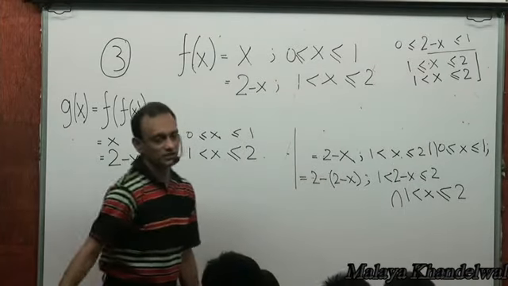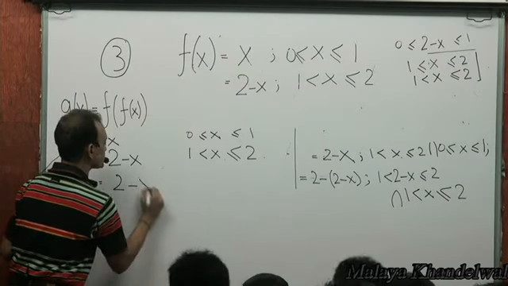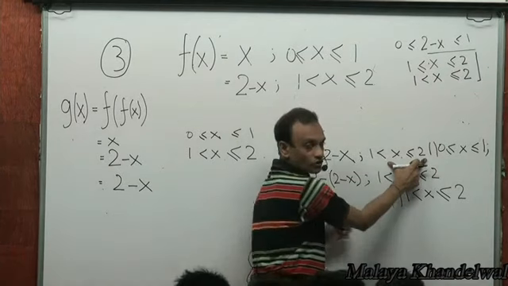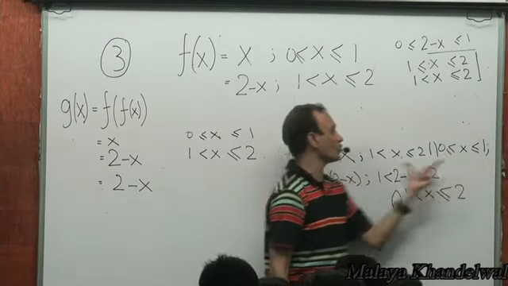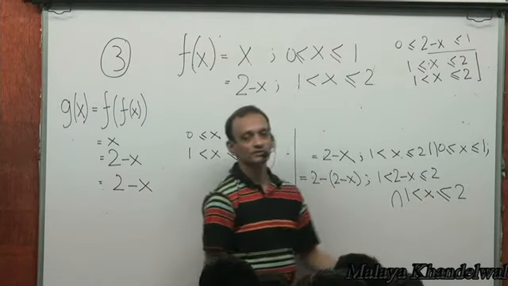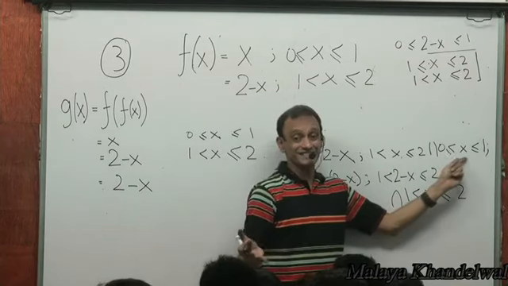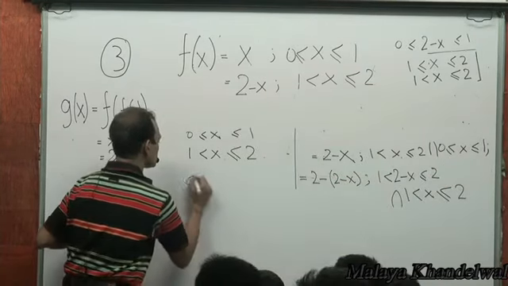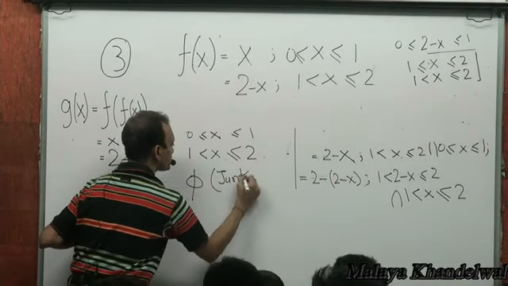Look at this third line of description. That's 2 minus x, with x greater than 1, less than or equal to 2, and x greater than or equal to 0, less than or equal to 1. What's the common region to this? Is there any common region? So what is this? Null set. This is a null set. So this is junk. This line of description can be disregarded.